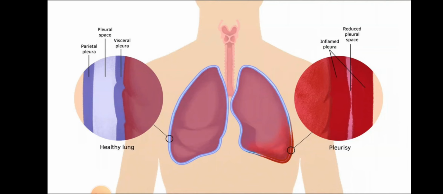What happens in this condition is that in a normal condition, the two pleura have a smooth gliding, but due to certain reasons in this condition, the pleura will be rubbing together, and that causes inflammation of the pleura, and ends up in this condition called pleurisy or pleuritis.